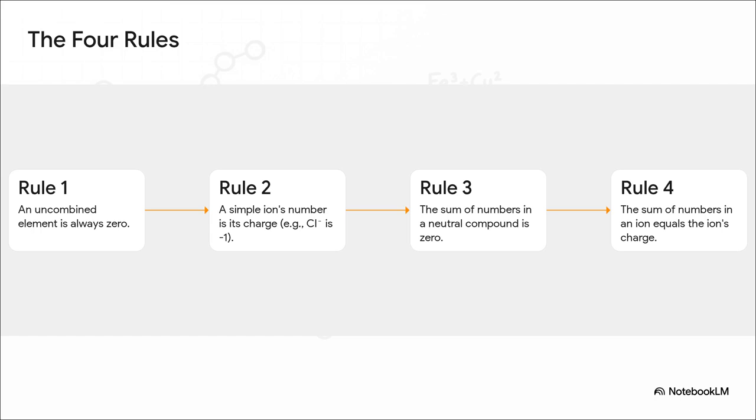Rule number 1. An element all by itself, like a piece of zinc metal or oxygen gas floating around, its oxidation number is always 0. Easy. Rule 2. A simple ion, like a chloride ion with a -1 charge. Its number is just its charge, so -1. Rule 3. In a neutral compound, all the oxidation numbers have to add up to 0. And finally, Rule 4. For a more complex ion, they all have to add up to the ion's total charge.